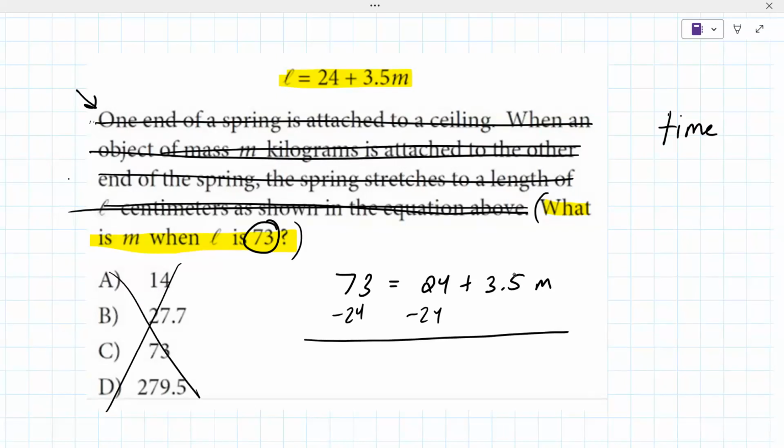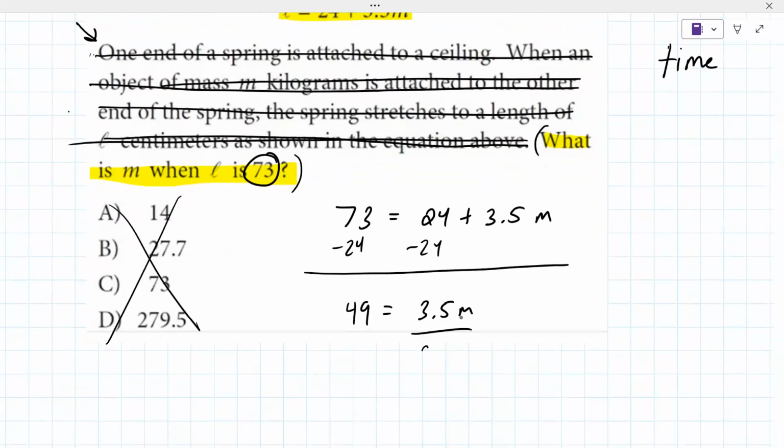What does that become? 49 equals 3.5m. Okay, how do you undo that number in front of m? Divide by 3.5. Okay, go ahead and do that for us, please. You'll get 14 equals m. Very good.